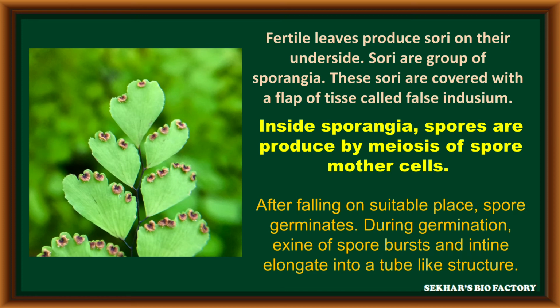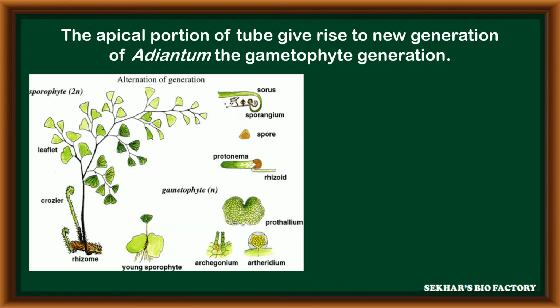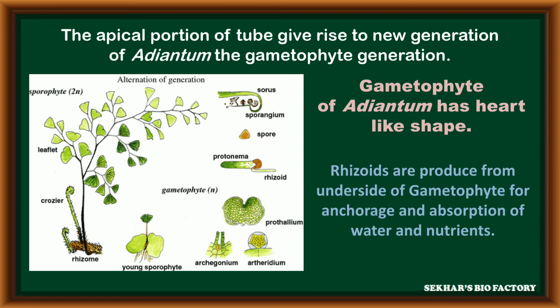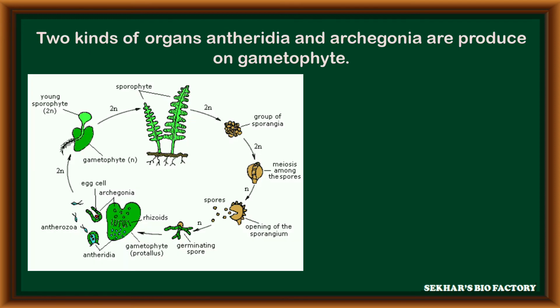At this time, the exine of the spore breaks down and the intine elongates in the form of a tube-like structure. The apical portion of the tube gives rise to a new generation of Adiantum. It is called the gametophytic generation. This gametophytic structure of Adiantum is heart-like in shape. The rhizoids are produced from the underside or lower side of this prothallus. They are helpful for anchorage and absorption of water and minerals.